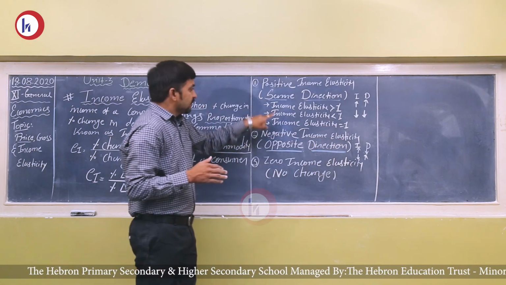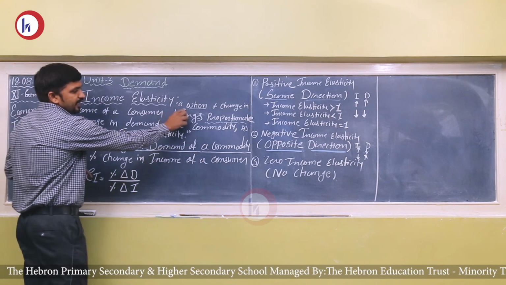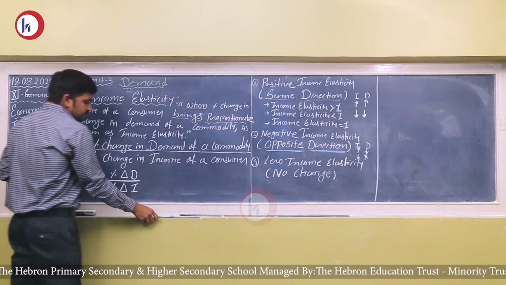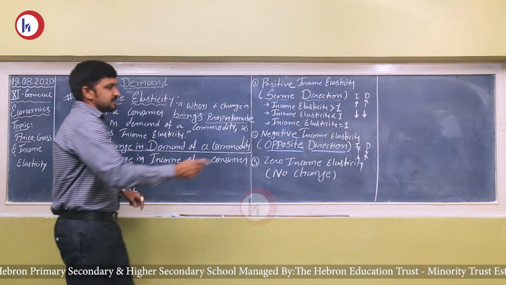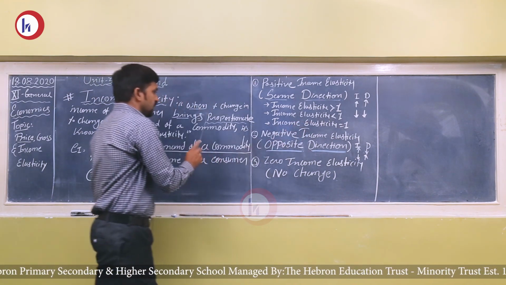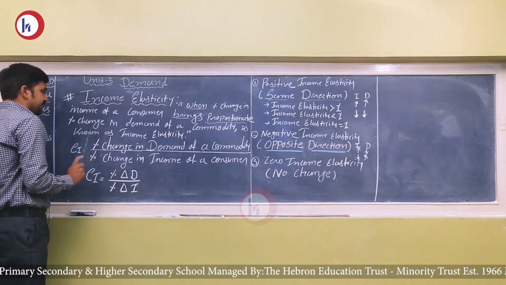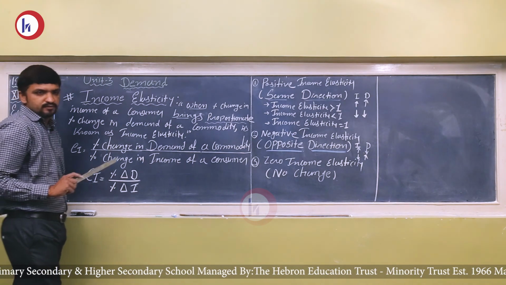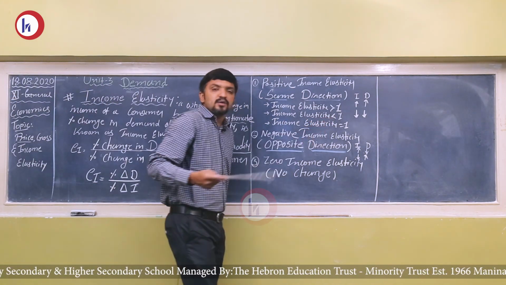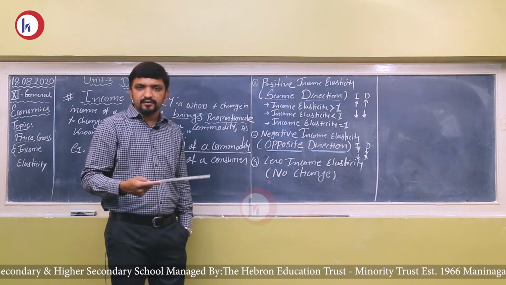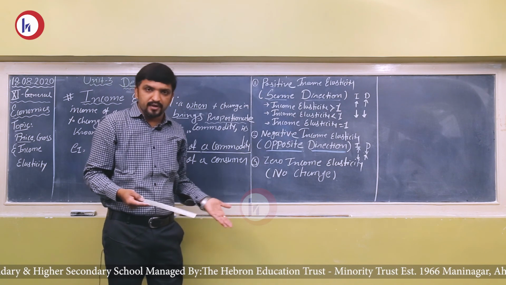So now the meaning of income elasticity greater than 1 would be when percentage change in income of a consumer brings, as the answer is greater than 1, more proportionate percentage change in demand of a commodity, it is known as income elasticity. Which means the percentage change in income, in comparison to that, there will be more change in demand.